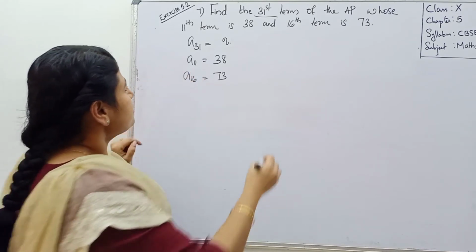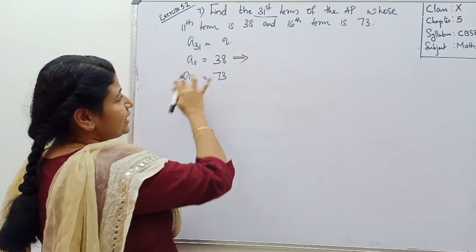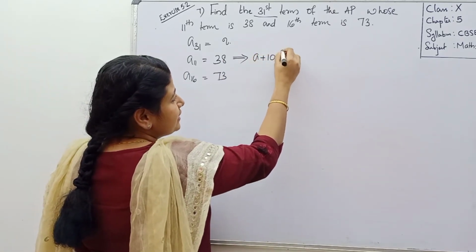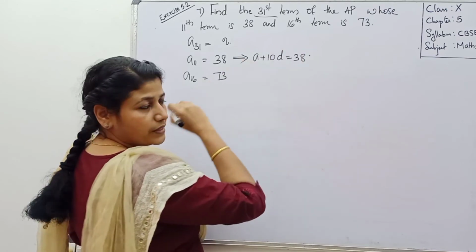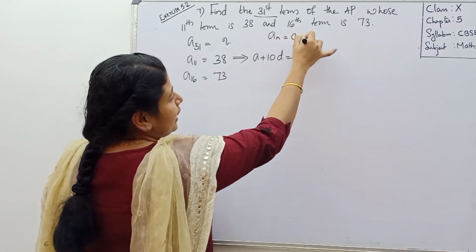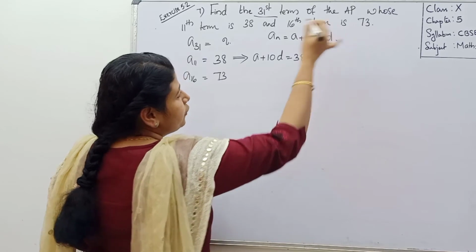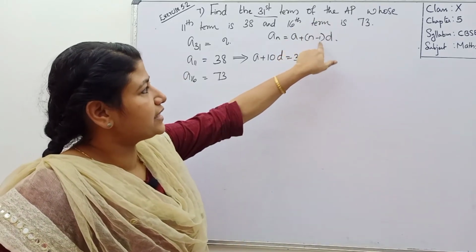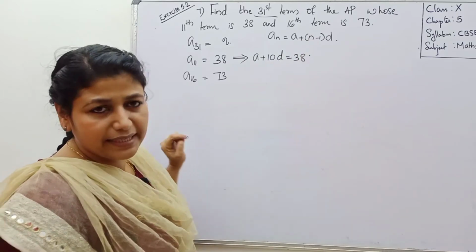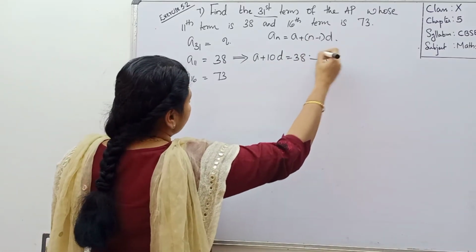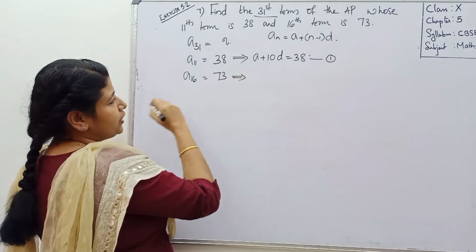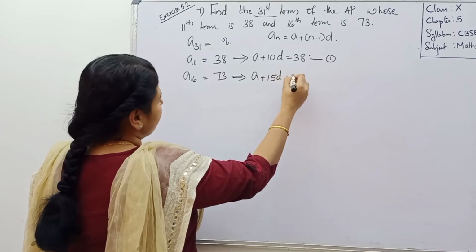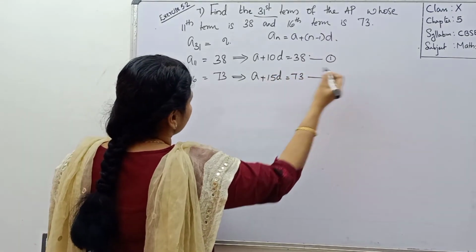From this we can write, 11th term is 38 means a plus 10d is 38, since an is a plus n minus 1 into d. If you substitute n as 11, you will get 11 minus 1, 10d. So a plus 10d is 38. Okay. So this is the first equation. And what about the second condition? A plus 15d, this is the 16th term, equal to 73. This is the second equation.